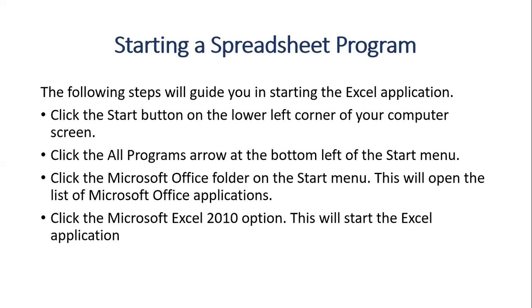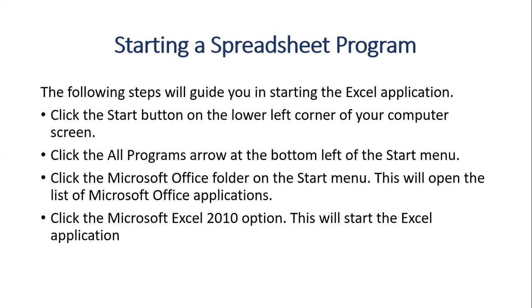Now these are the steps you have to follow in starting an Excel application. First, click the start button on the lower left corner of your computer screen. This is commonly displayed in Windows 7. You click the start button, or you can simply press the start shortcut key on your keyboard. Then you click the all programs arrow at the bottom left of the start menu. It is always displayed there, all programs. Then click the Microsoft Office folder on the start menu.